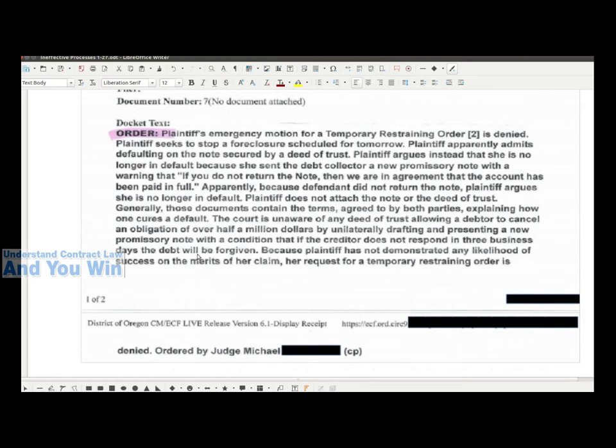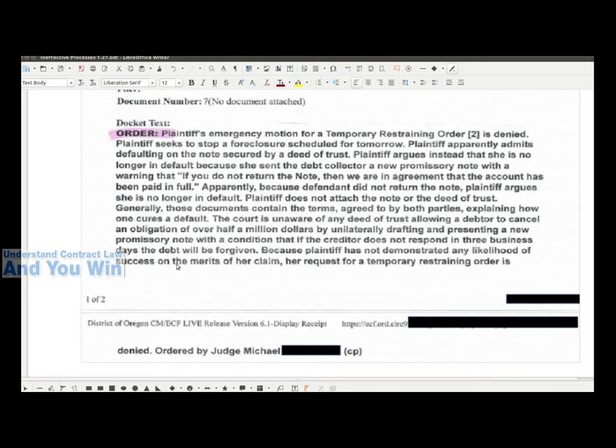The court is unaware of any deed of trust allowing a debtor to cancel an obligation of over $500,000 by unilaterally drafting and presenting a new promissory note with the condition that if the creditor does not respond in 3 business days, that the debt will be forgiven. Because plaintiff has not demonstrated any likelihood of success on the merits of their claim.